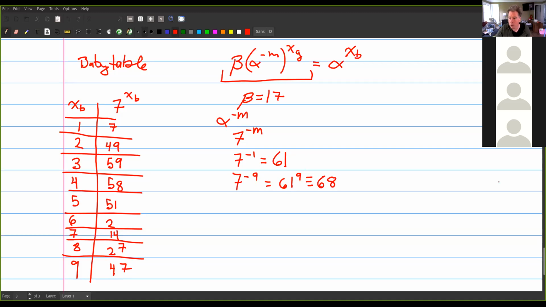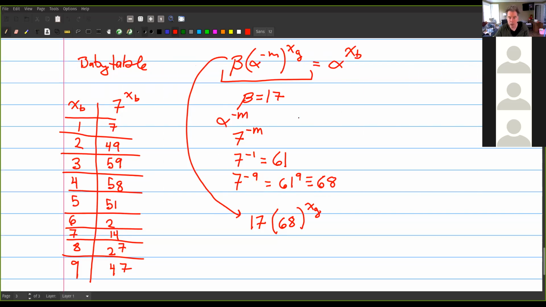Okay, so now what I'm computing to make the giant table is, beta is 17. So what I'm doing is just filling in the blanks here. So this is 17 times 68 to the xg for a bunch of different xg's.